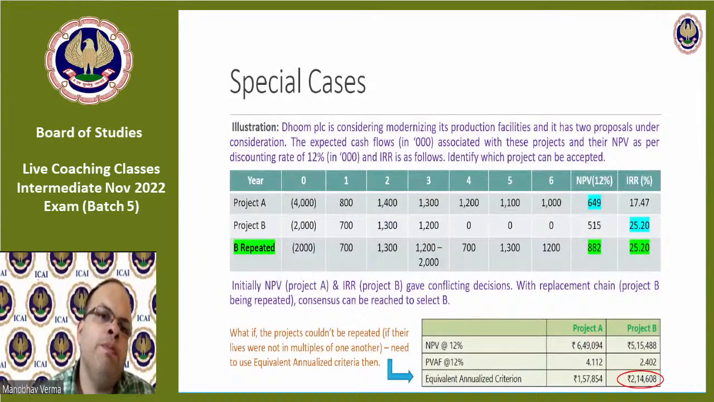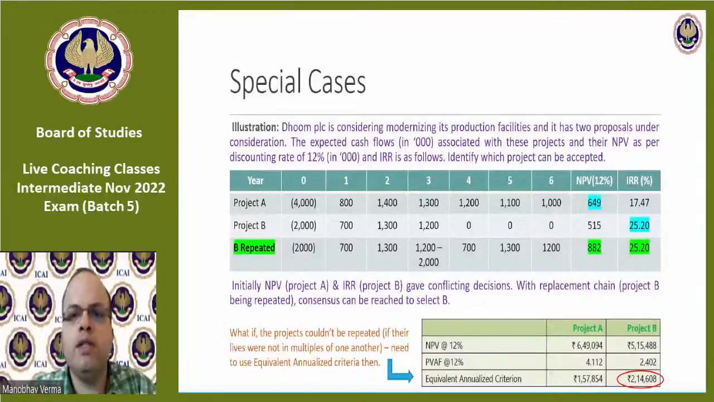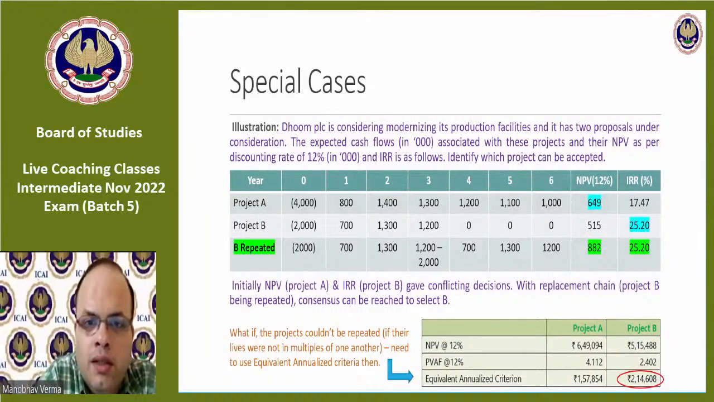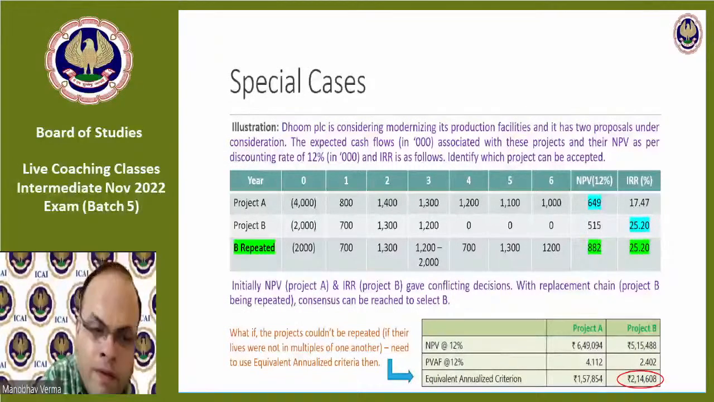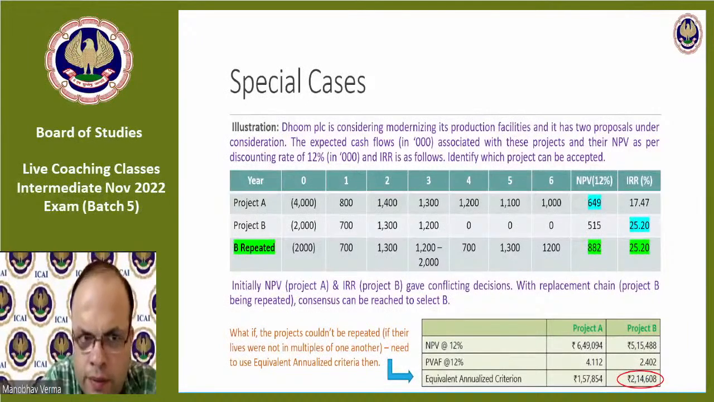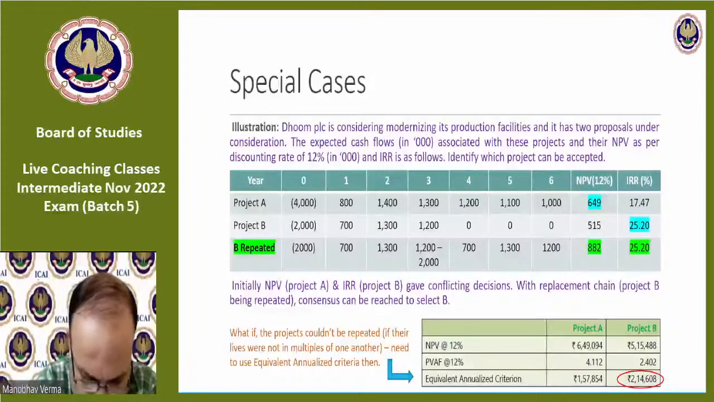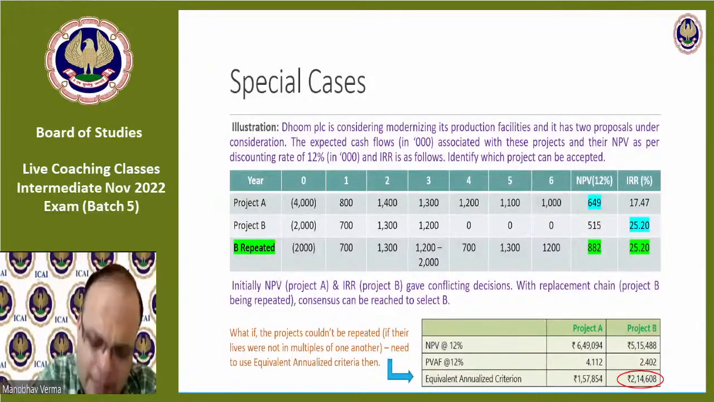This Dhoom PLC is considering modernizing its production facilities, and we're talking about two proposals under consideration: Project A and Project B. NPV is to be discounted at 12%, and we are given the NPV and IRR, good for us. So let's look at Project A and Project B. What is the life of Project A, guys? What is the life of Project A here?